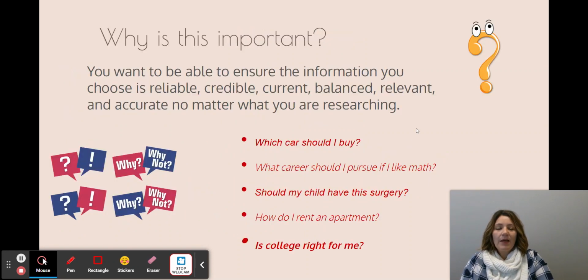Okay. So research just isn't academic. Keep in mind that when you're looking for those life questions, like what type of car should I have? How do I rent an apartment? All of those life questions, if you actually are able to find information that's balanced, it's going to help you. The skill is going to help you no matter what you're doing.